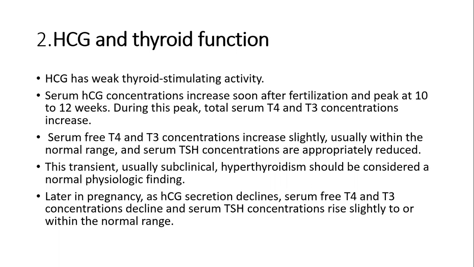For HCG and thyroid function, HCG has weak thyroid stimulating activity. Serum concentrations of HCG increase soon after fertilization, and they usually peak at around 10 to 12 weeks. During this peak, the total serum thyroid hormone concentrations usually increase. This transient, usually subclinical hyperthyroidism should be considered a normal physiologic finding, where serum free T4 and T3 concentrations increase slightly, but usually within the normal range, and the serum TSH concentration is appropriately reduced.